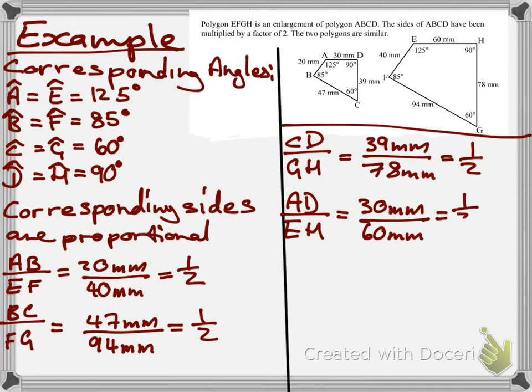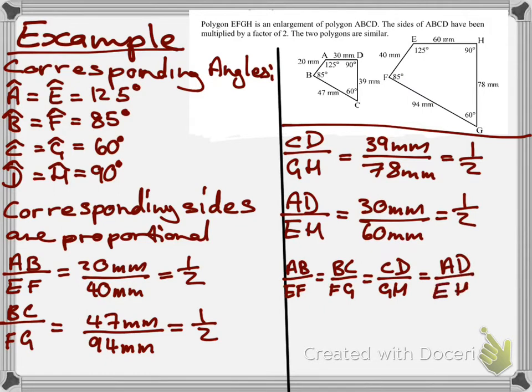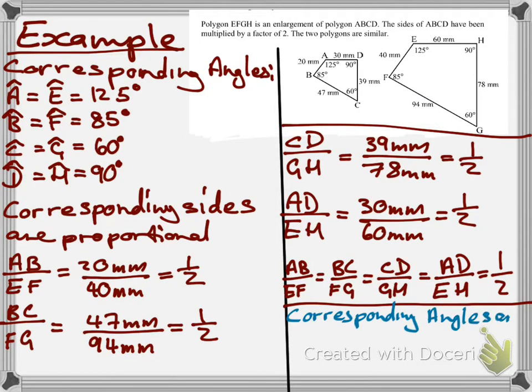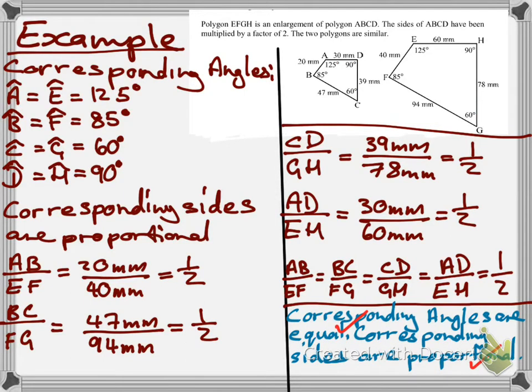So we can conclude in this case that AB over EF is equal to BC over FG, which is equal to CD over GH, which is equal to AD over EH, all equal to a half. So now we can conclude that all the corresponding angles of the two polygons are equal, and the corresponding sides of the two polygons are proportional. You can see all corresponding sides are proportional.